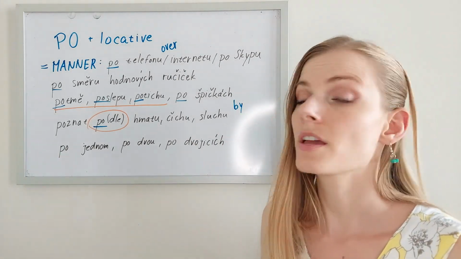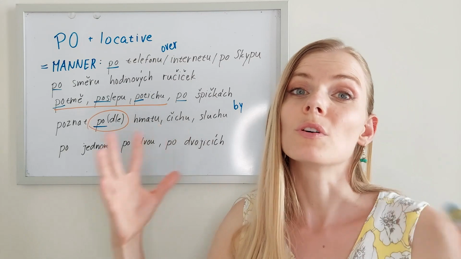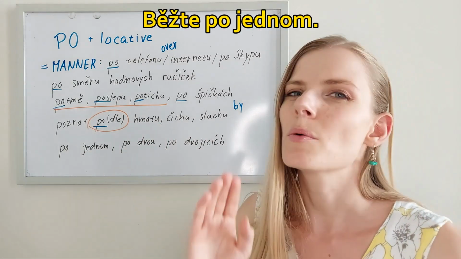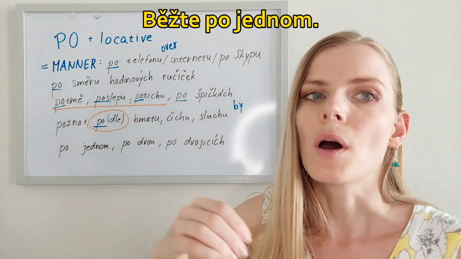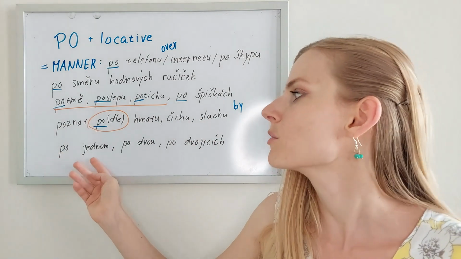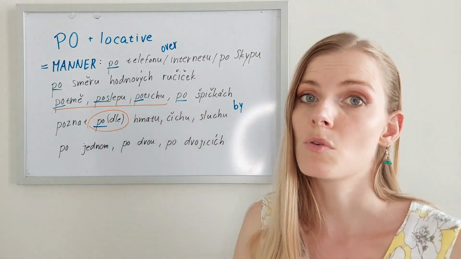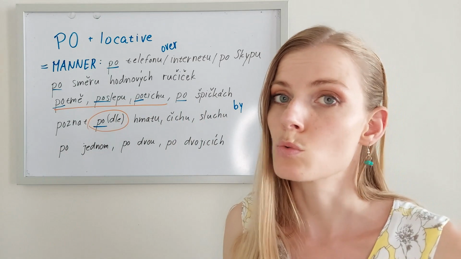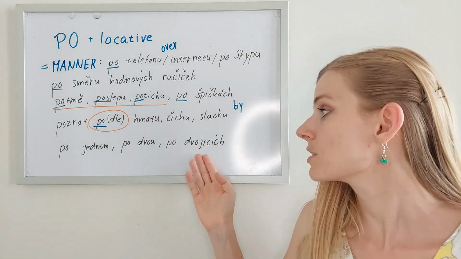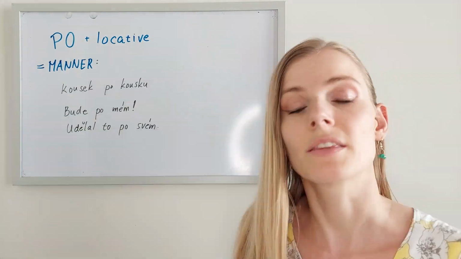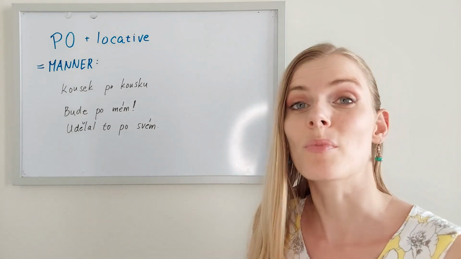This last line is related to size. In which quantity? For example, běžte po jednom. Go there one by one. Only by one. Po jednom. Or po dvou. By two. In two. Po třech. By three. Po dvojicích, in pairs. And there are a few more expressions related to manner.